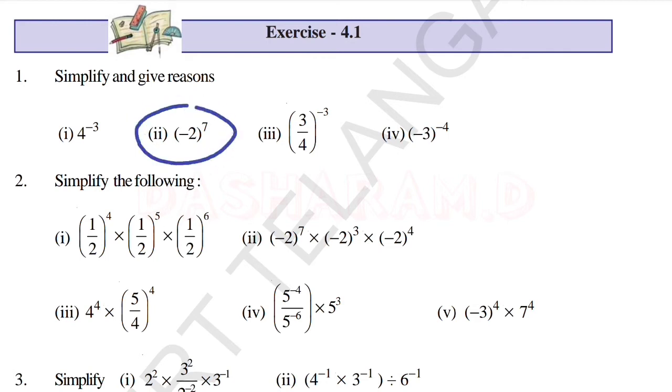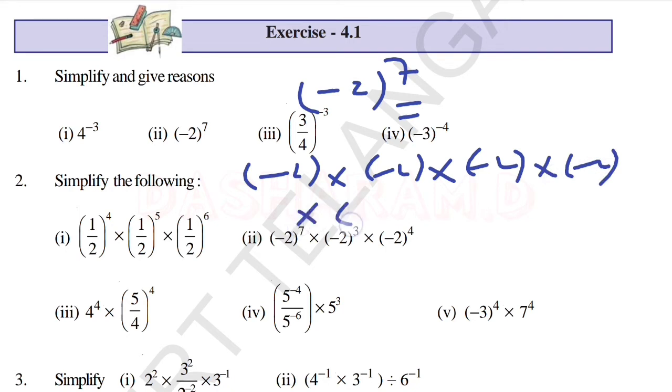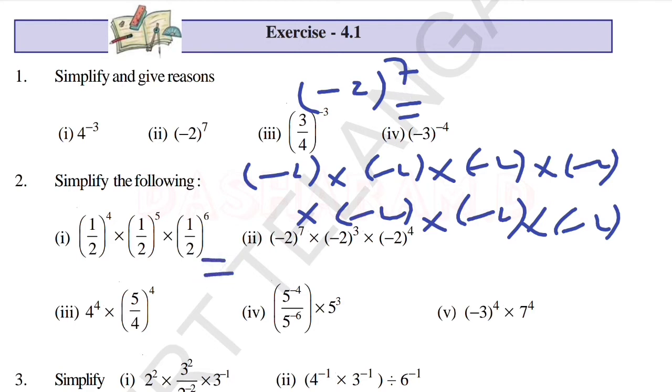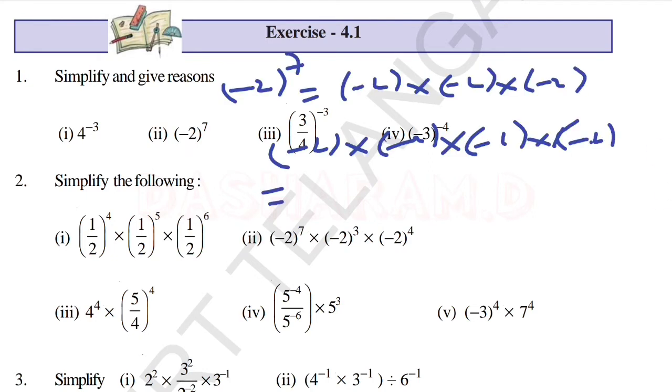Second question is minus 2 whole to the power of 7. See, minus 2 whole to the power of 7 is nothing but minus 2 into minus 2 into minus 2 into minus 2 into minus 2 into minus 2 into minus 2. So minus 2 will repeat 7 times in the product, because this 7 is not only for 2, for minus also. Now, when the power is an odd number, then definitely you will get a negative answer. When the power is an even number, then you will get a positive answer.